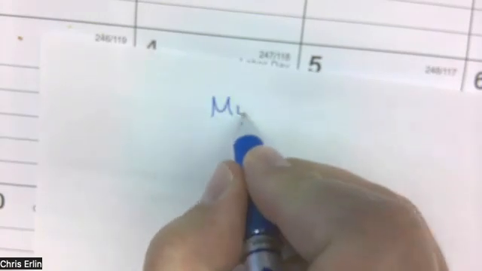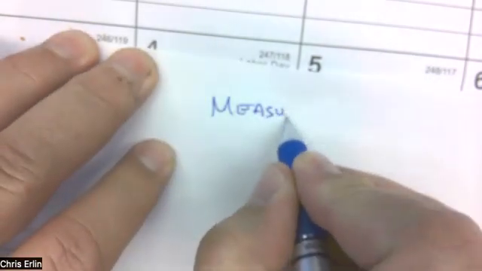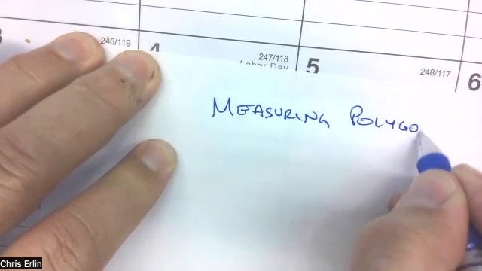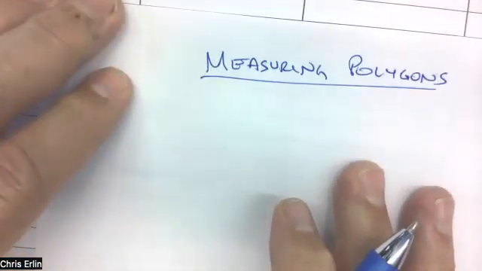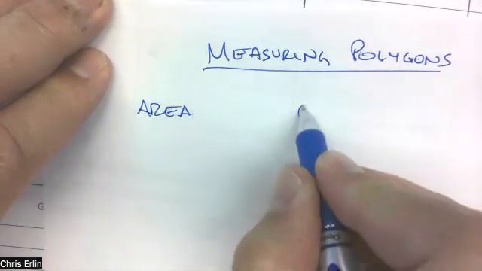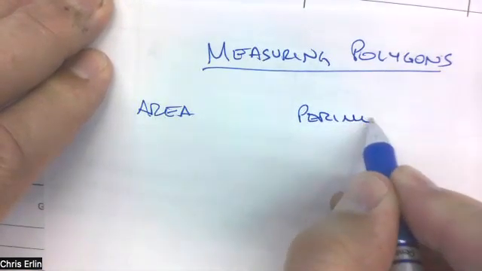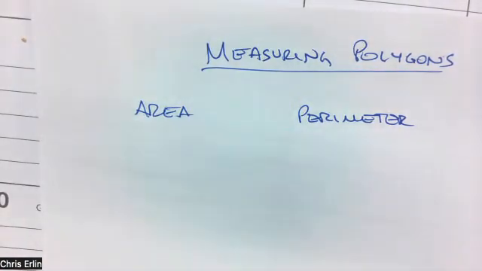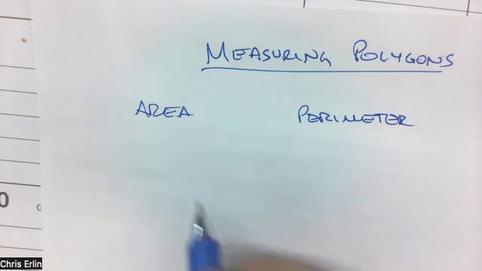So now that we've talked about polygons a little bit, we're going to talk about measuring polygons. We've talked about counting sides, but now we're going to start talking about area and perimeter. What's the difference? Yeah. Area is stuff inside, perimeter is from outside.